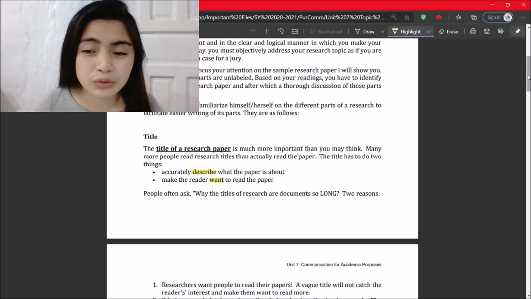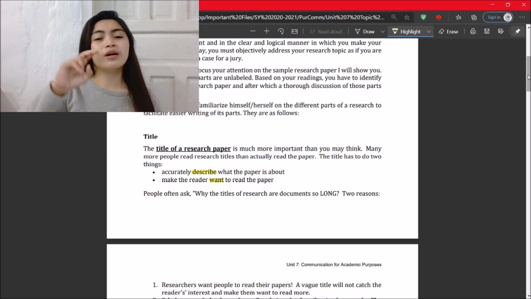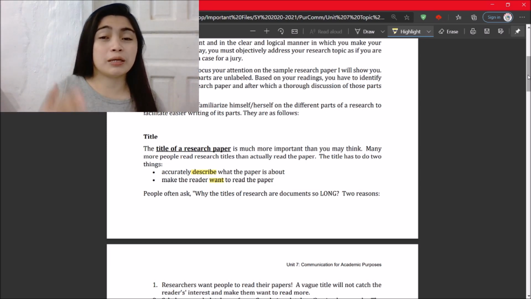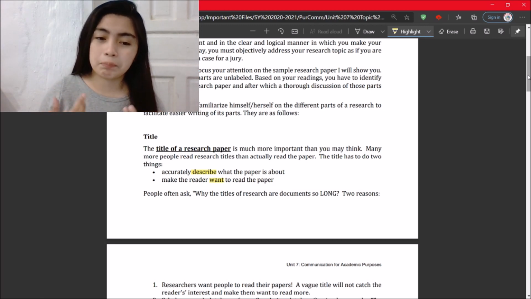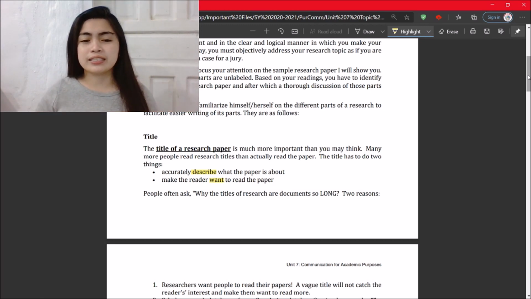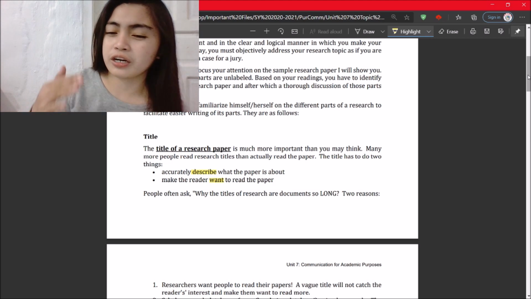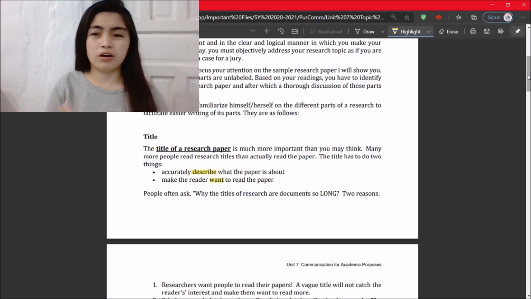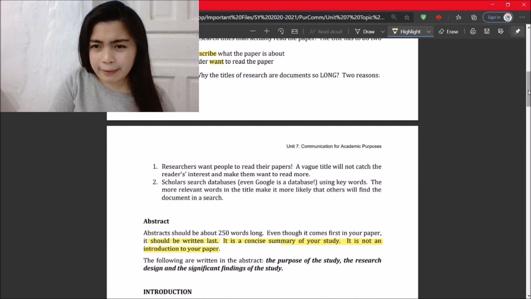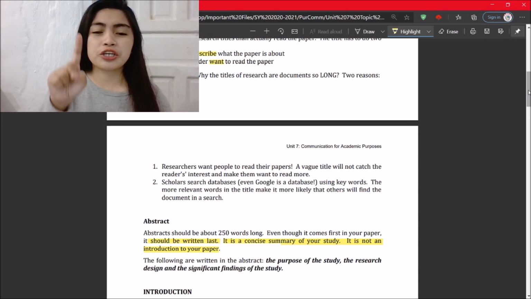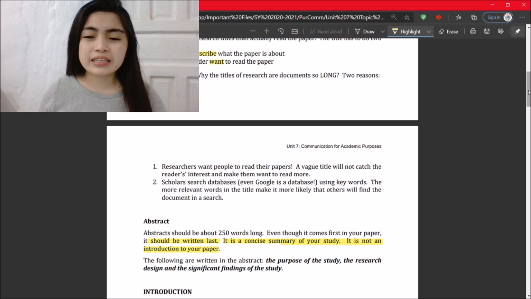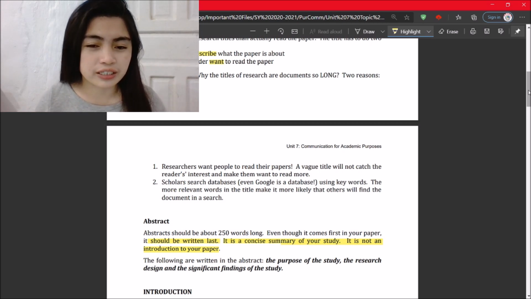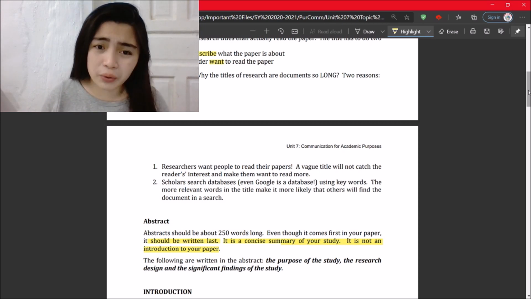So, the title has to do two things. So, accurately describe what the paper is about and make the reader want to read the paper. So, people often ask, why the titles of research or documents so long? So, bakit mahaba? So, there are two reasons. Researchers want people to read their papers. So, a vague title will not catch the reader's interest and make them want to read more.